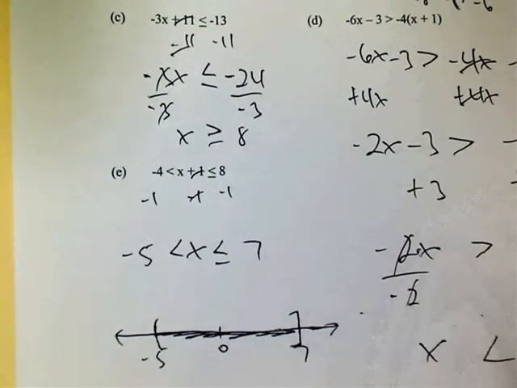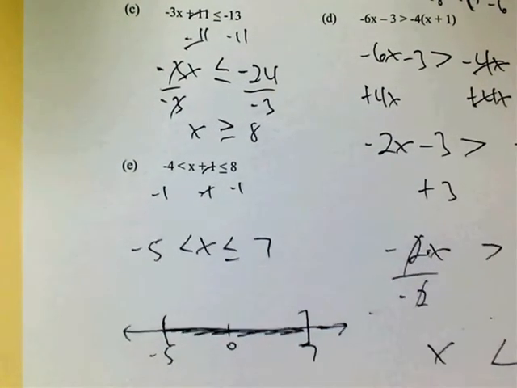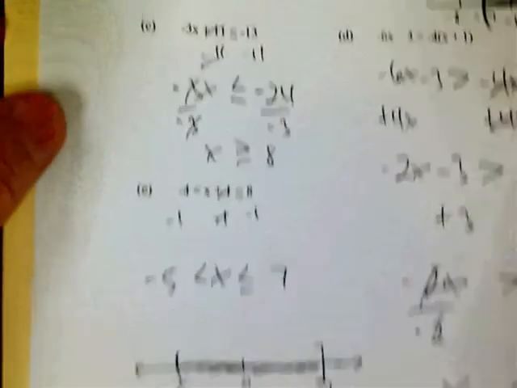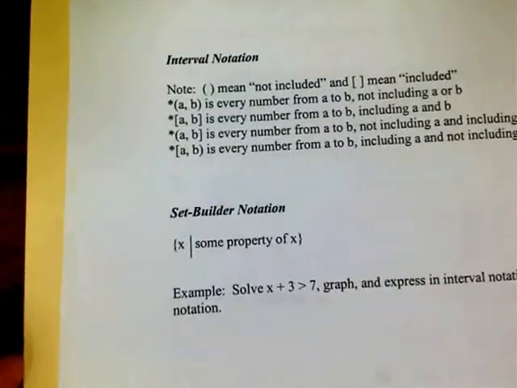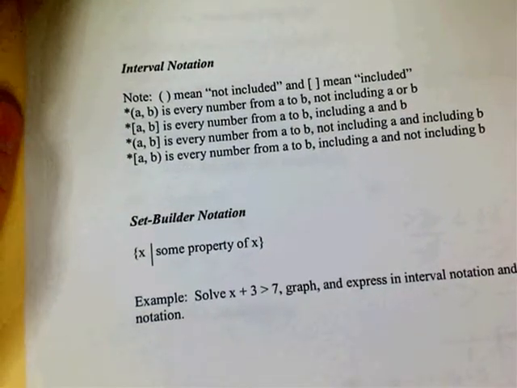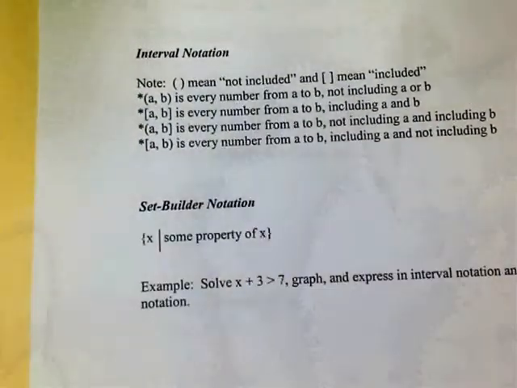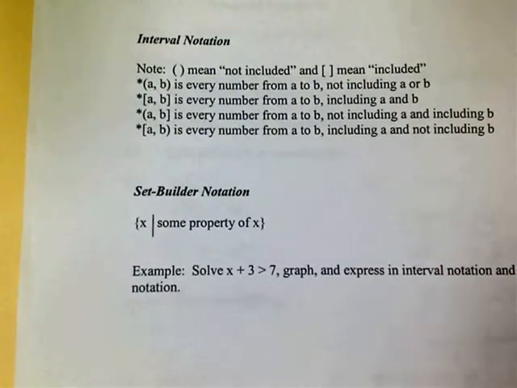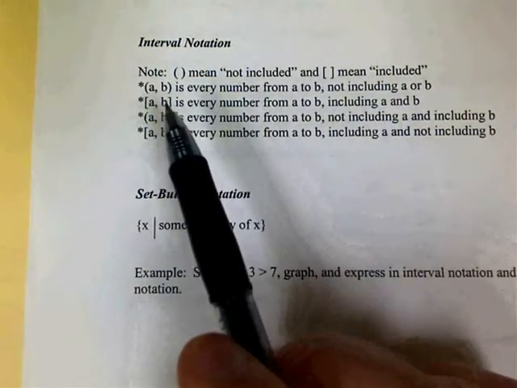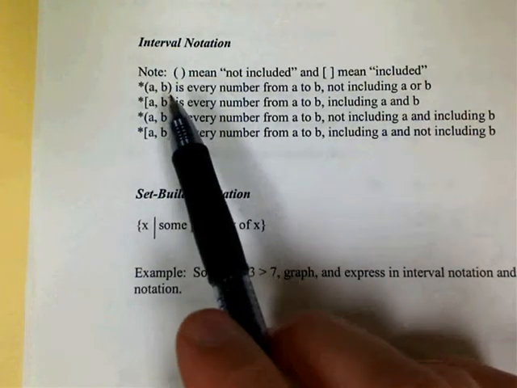So to summarize what I'm doing on the graph, it's a preview to interval notation. Interval notation just means we're going to use parentheses and brackets to represent the solution set. Parentheses means not included, brackets mean included. I'm going to use an abstract example to explain the possibilities that you will have.